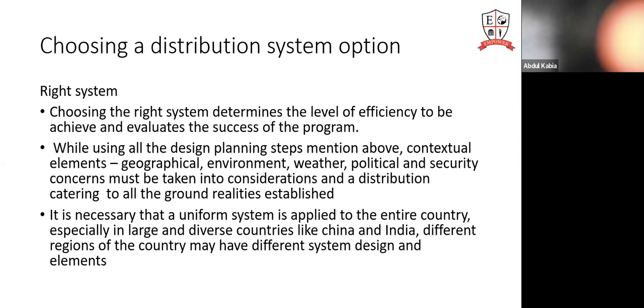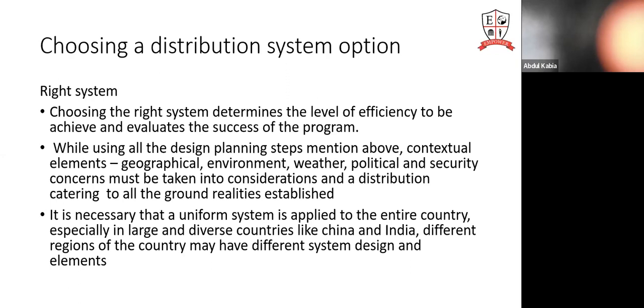So if you are choosing a distribution system, you need to look for the right system. And choosing the right system determines the level of efficiency to achieve and evaluate success of the program. If you say, I'm going to do a distribution system, you should plan well, know all the parameters, and choose the right system. So while you are using all the design planning steps mentioned, there are some contextual elements you need to look at, like we said, the geographical, the environmental factors, the weather, the political and security concerns. You have to take them into consideration, and it is established. Those are the things you look for.